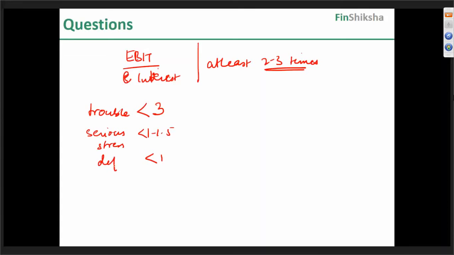Anything less than 1 is already in default territory. Anything greater than 3 is fine. Anything greater than 10 is irrelevant. They don't have enough debt. You're okay there. Now that's a heuristic you can use.